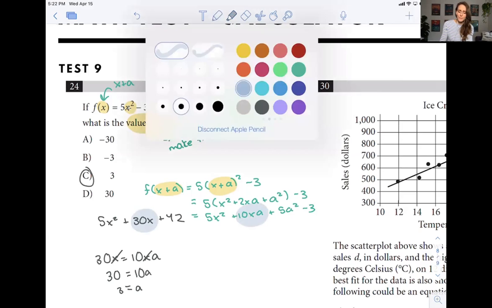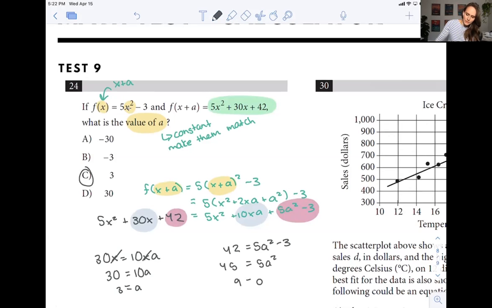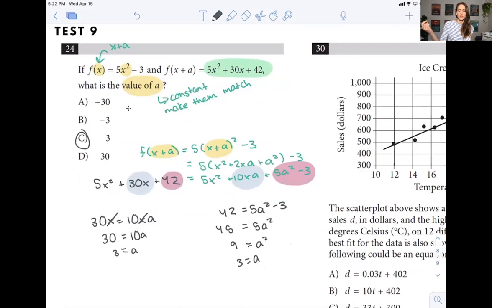I could have picked a different part to set equal. I could have said that 5a squared minus 3 equals 42. So I would have gotten 42 equals 5a squared minus 3, 45 equals 5a squared, 9 equals a squared, and 3 equals a. So it doesn't really matter which part you pick to make the two sides match. You just need to make sure that you account for all the parts on each side of the equal sign.